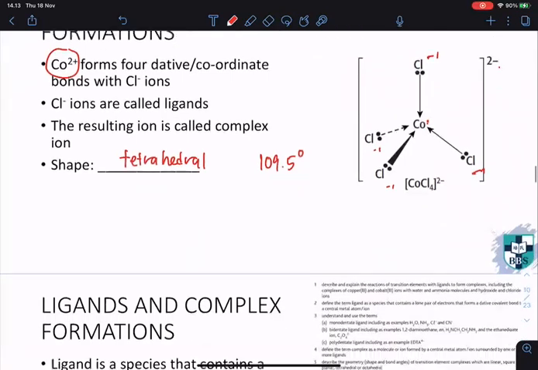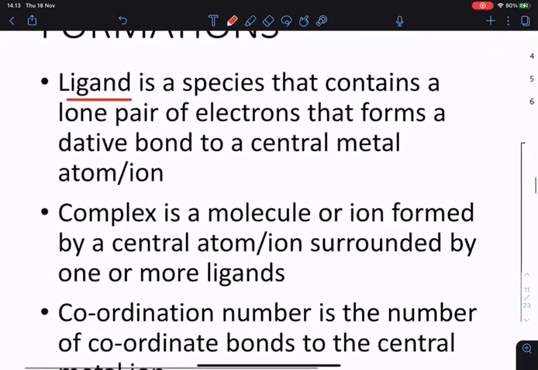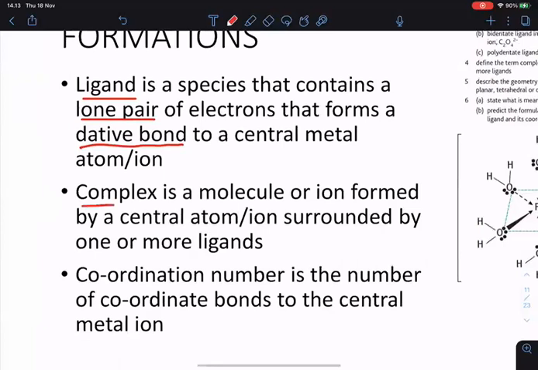If you put in summary, what is the concept that I taught you today? You can see I mentioned ligand 3 times. What is a ligand? A ligand is a species that contains a lone pair, and then they can form a dative bond to the central metal ion. So they must have a lone pair, and then they can form a dative bond. That is a ligand. What is a complex? A complex is when you have that metal or ion surrounded by ligands. That is a complex.